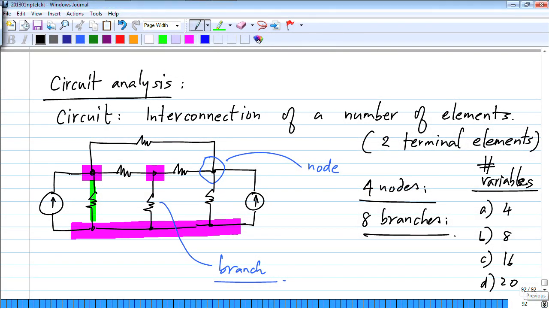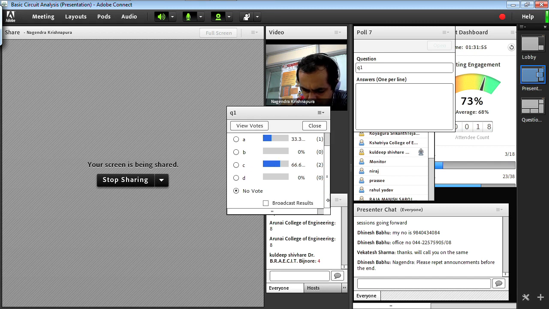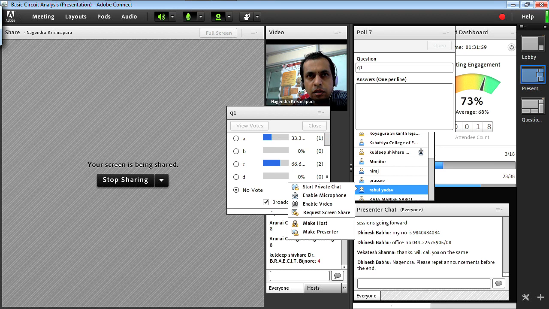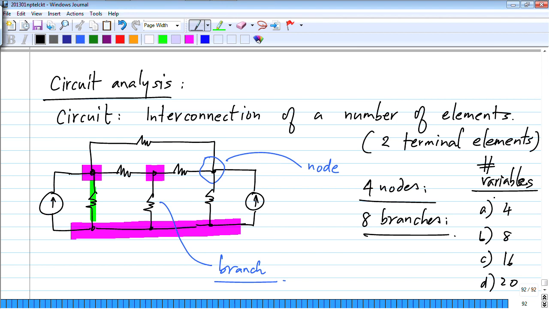Now it appears that some of you have said 4 and some of you have said 16, and 16 is the correct answer, of course, because if you have 8 branches, each branch has a voltage and a current, and you have to find out all of it. Now some of that may be easy, like for instance, if you have a current source, you already know the current through that. But that was not the point of my question.